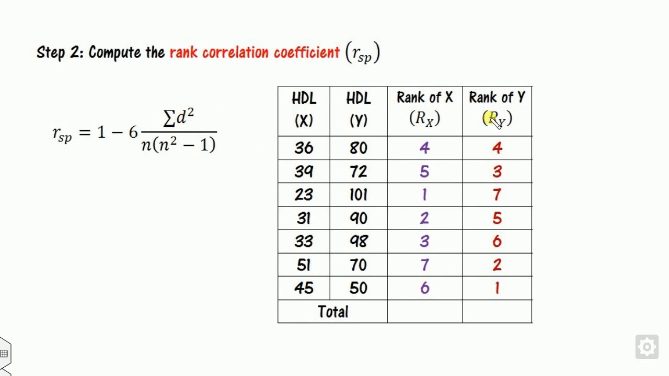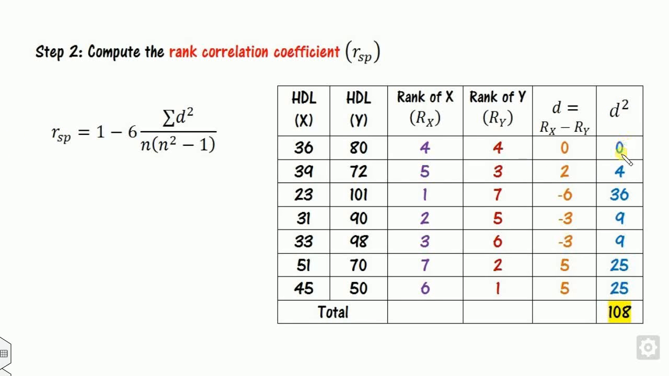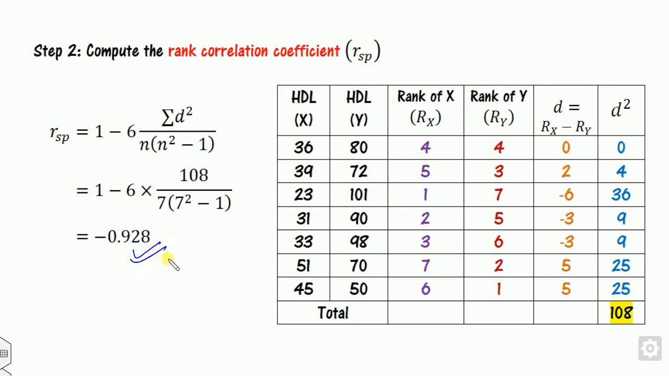Now in order to find D, that is the difference between the ranks, Rx minus Ry. You can easily find 4 minus 4, 0, 5 minus 3, 2, and so on. Since you need D square, we will calculate D square also, and so on. Now there is a summation of them, so you can find the total. What is N? How many numbers are there? N is 7. So you can substitute this value, and you will get it here. So that's my step 2.